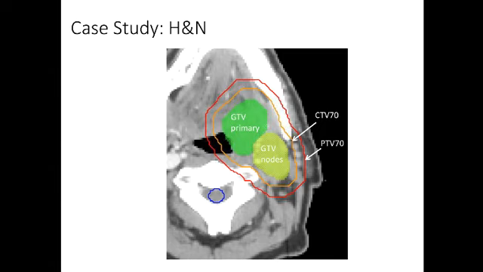So let's look at a case study now. This is a patient with head and neck cancer, and they're receiving treatment to a GTV for the primary disease, and then a GTV for the nodal volume that has tumor. Those are combined in one GTV and then expanded into a CTV, a clinical target volume that extends out here in orange. And then around that is a further expansion out to the PTV, the planning target volume.